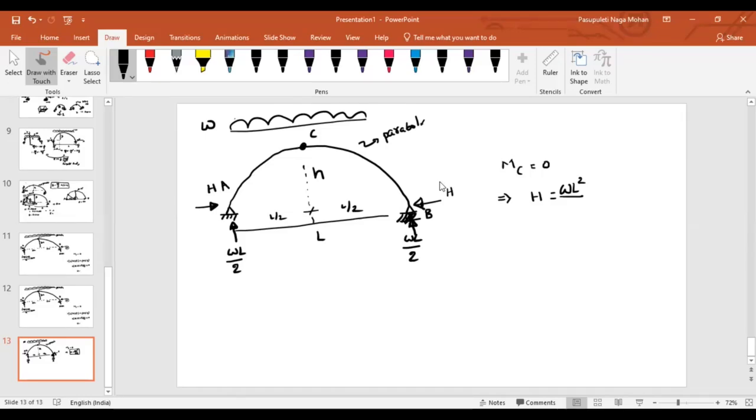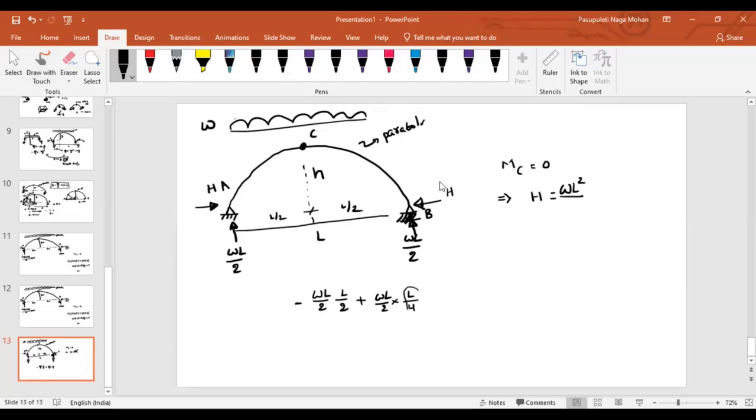So what is the equation that we get because of WL by 2? WL by 2 into L by 2, anticlockwise, right? So minus, because of the loading, clockwise is positive. Double H, UDL missing. By W.